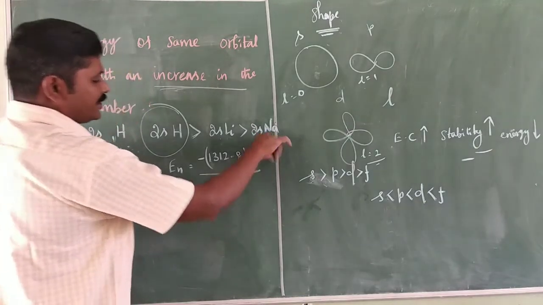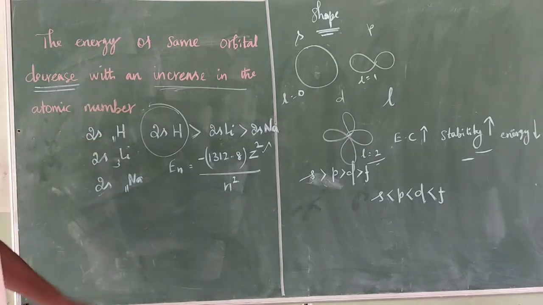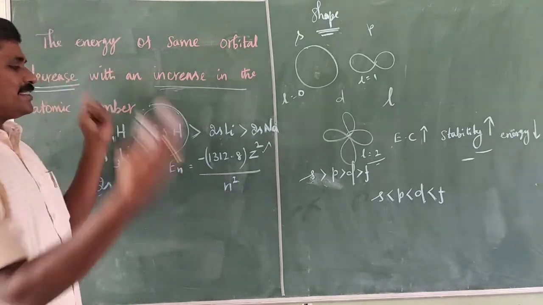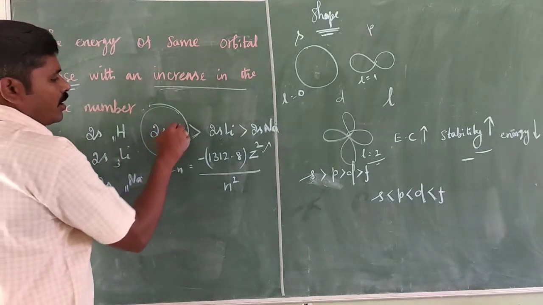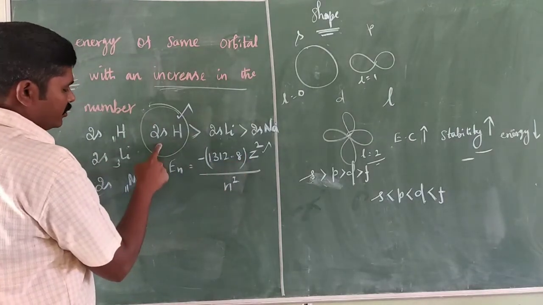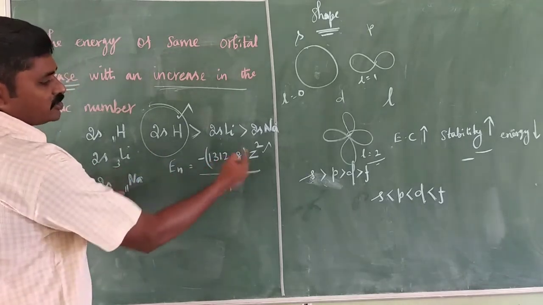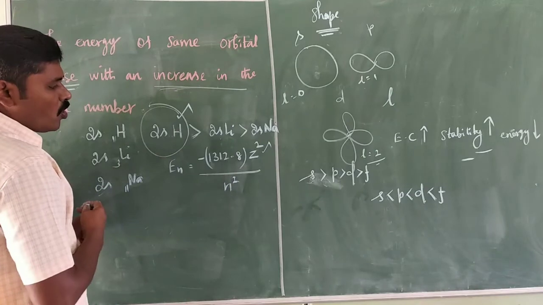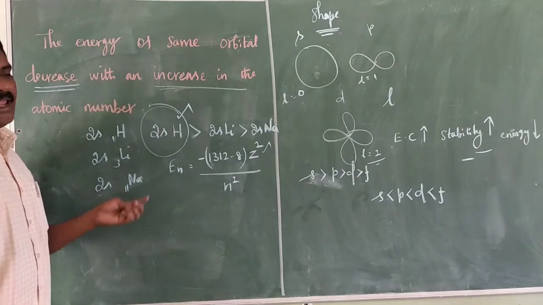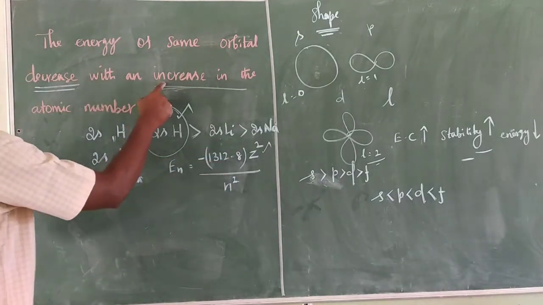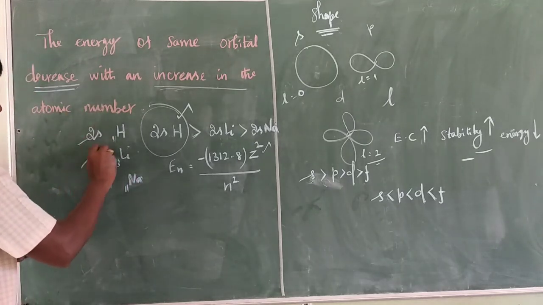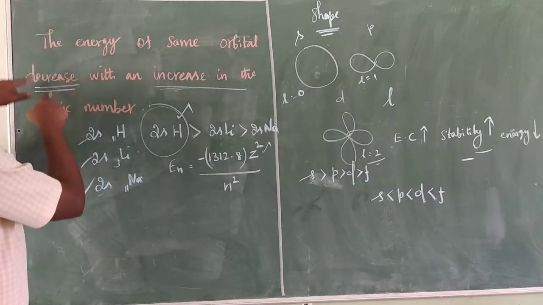As the atomic number increases, the negative value increases, so the energy decreases. With Z squared as 1 squared, 3 squared and 11 squared, the negative value increases and the energy decreases. So as the atomic number increases, in the same 3s orbital, the energy decreases.